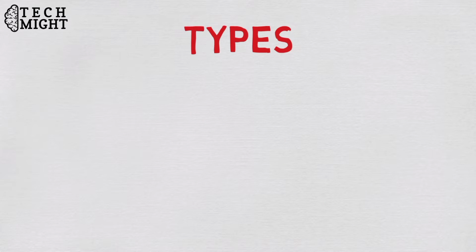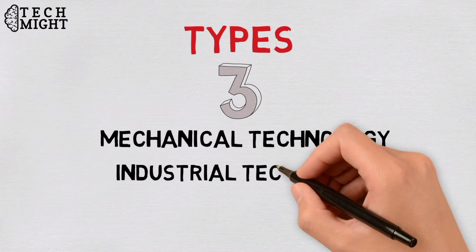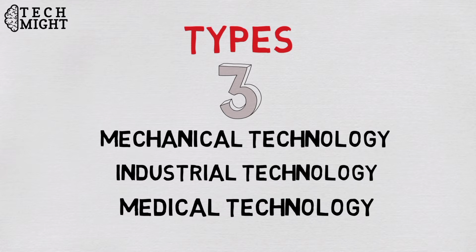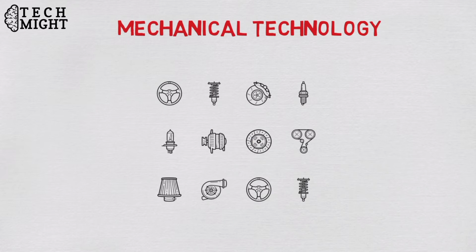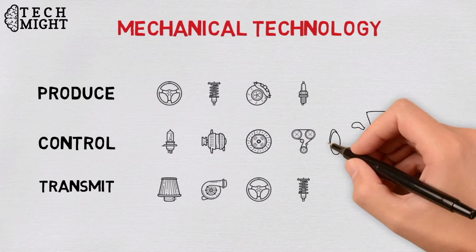Coming to the types. There are many types of technology, but here I will tell you about three main types, which are mechanical technology, industrial technology, and medical technology. If I tell you a little bit more about mechanical technology, then just know that the technology of putting together mechanical parts to produce, control and transmit motion is called mechanical technology. For example, manufacturing of a car.